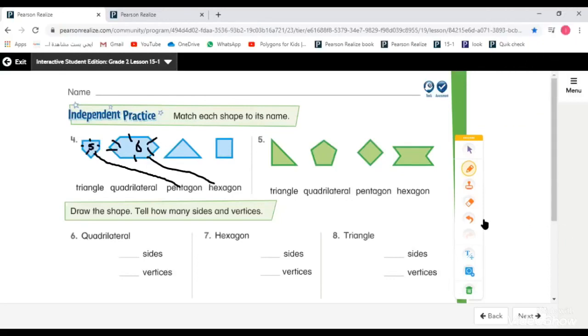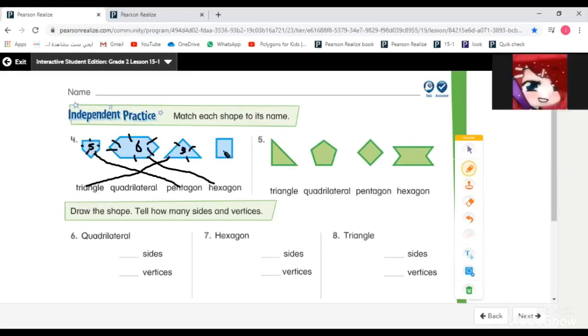Okay. Shumu Khalid, what is the name of this shape that has 3 sides? We called it triangle. Okay, Shumu. Wasan? This shape, how many sides does it have? 4. What do we call that?